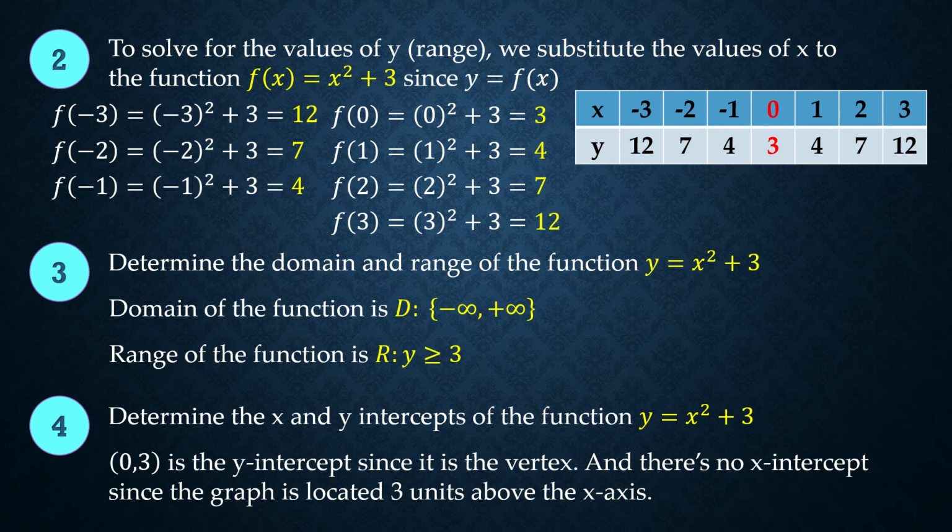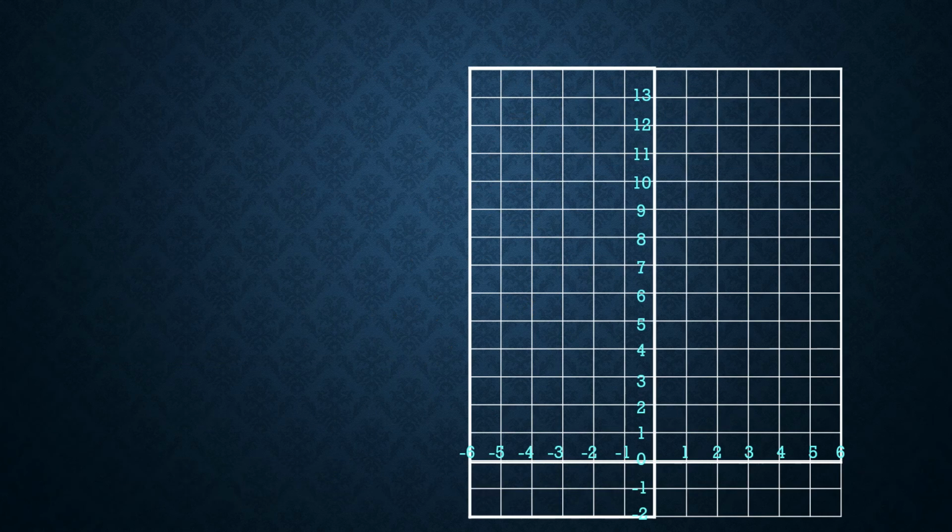For the x-intercept, the value of y is 0. It is not there. Let's try to check the graph to see if there is an x-intercept.